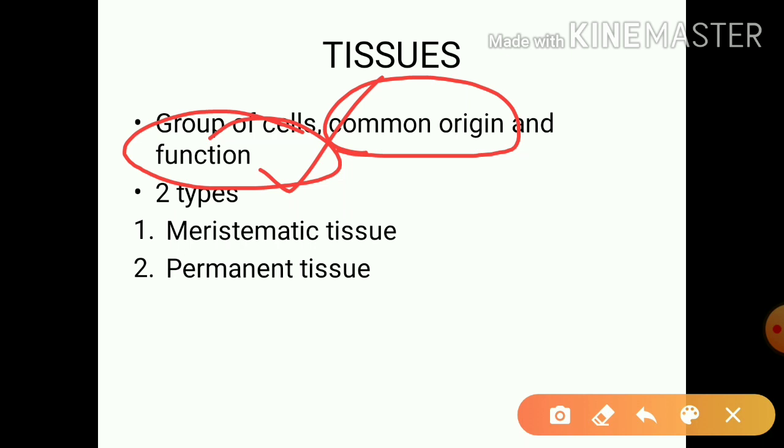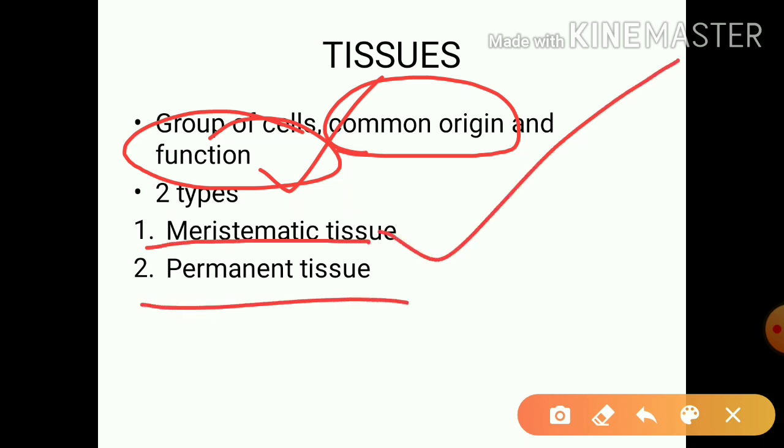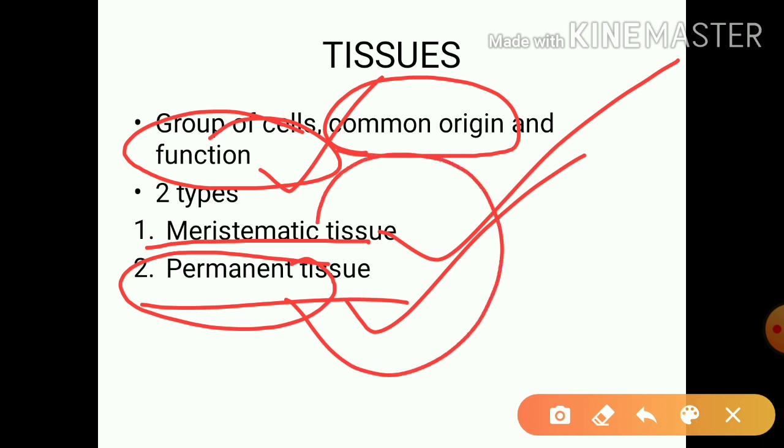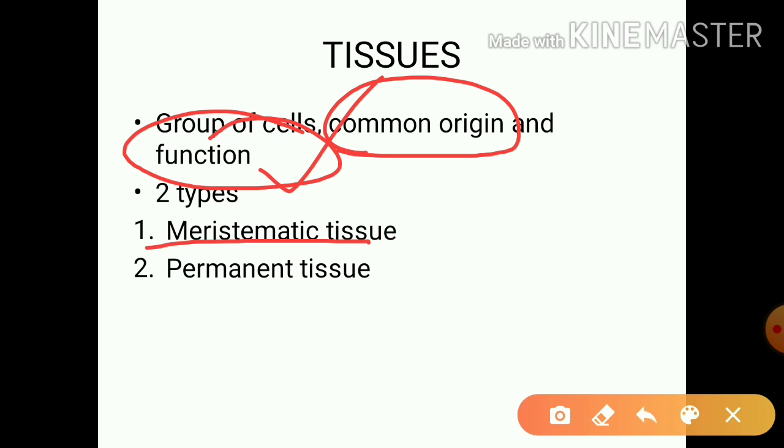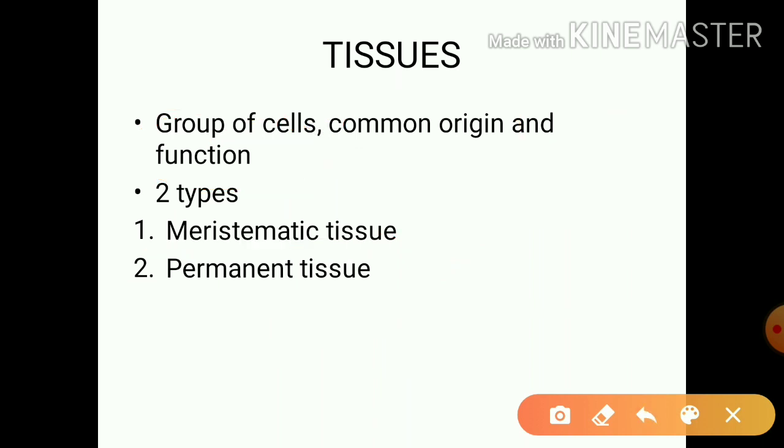Now in plants, we have two main types of tissues. First one is meristematic and second one is permanent. The permanent tissues are those tissues in which cells stop dividing. Okay, so its opposite is meristematic. Meristematic tissues do not stop dividing as long as they are present in the plant. So meristematic tissue is responsible for the growth of the plant.